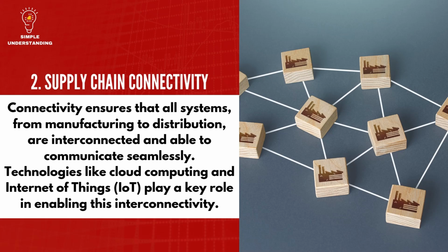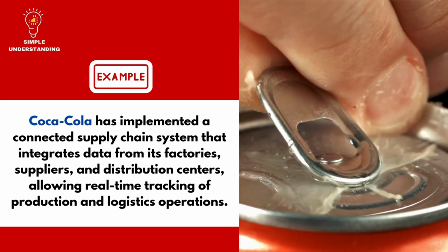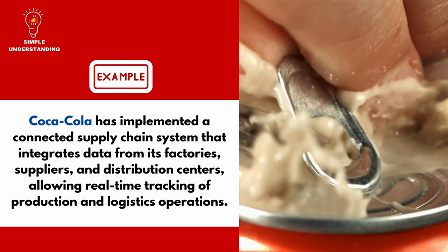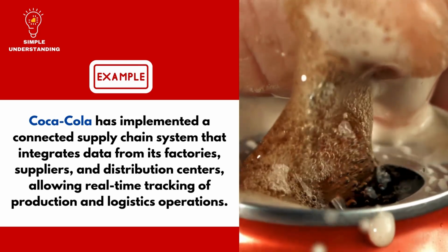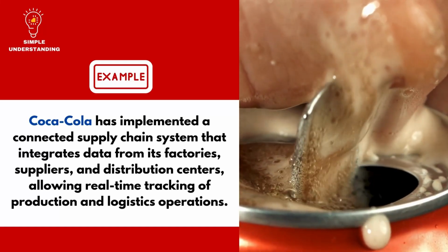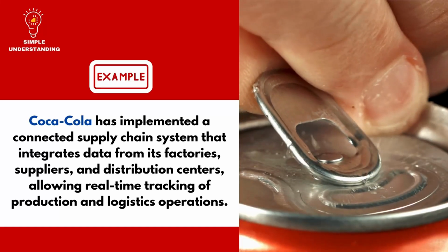2. Supply chain connectivity. Explanation. Connectivity ensures that all systems, from manufacturing to distribution, are interconnected and able to communicate seamlessly. Technologies like cloud computing and Internet of Things, IoT, play a key role in enabling this interconnectivity. Example: Coca-Cola has implemented a connected supply chain system that integrates data from its factories, suppliers, and distribution centers, allowing real-time tracking of production and logistics operations.